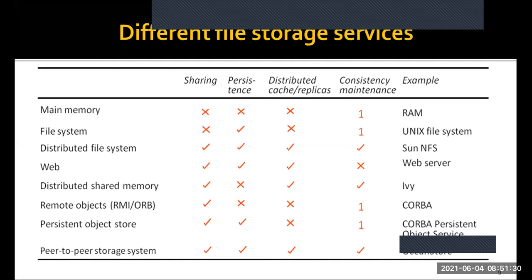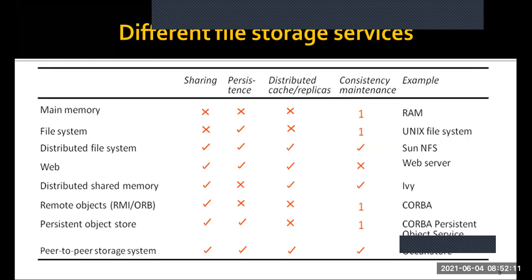And also we saw in the last class the different storage services and the different characteristics they exhibit depending upon the place and the application they work with, and examples of those systems. Okay, so we saw a table giving the different storage services and their specific characteristics, and the examples of those storage services. We saw the main memory exhibiting only consistency maintenance, and the file system exhibiting persistence and also consistency maintenance. An example is the Unix file system, and the distributed file system is going to show all four characteristics of storage.